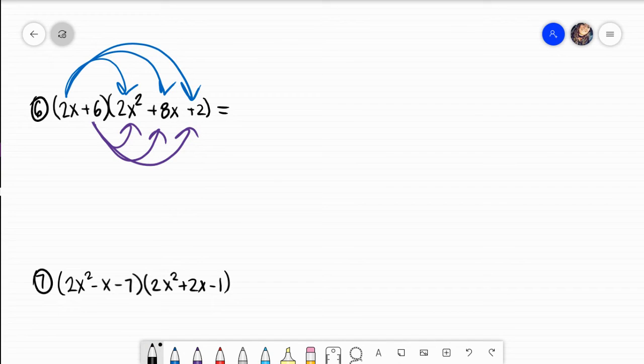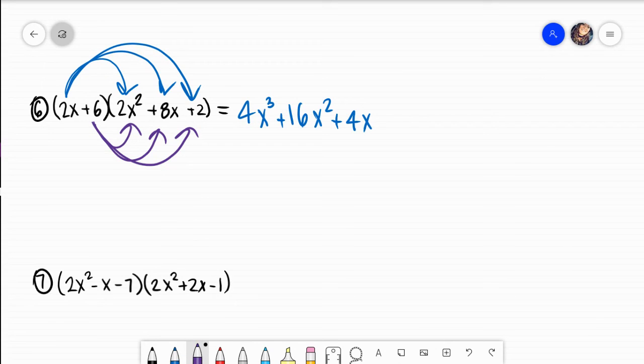So watch me do all the blue arrows. 2x times 2x squared. Let's do it in the same color, y'all. 2 times 2 is 4. Signs are the same, so it's positive. x times x squared, keep and add. 2 times 8 is 16. Signs are the same, so it's positive. x times x is keep and add, x squared. 2 times 2 is 4. Signs are the same, so it's positive. x times no x is just x.